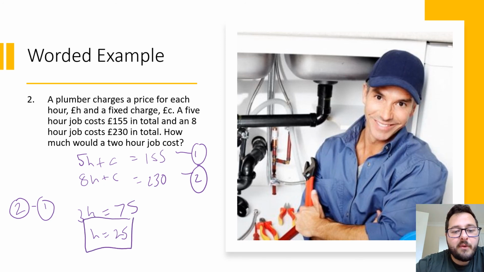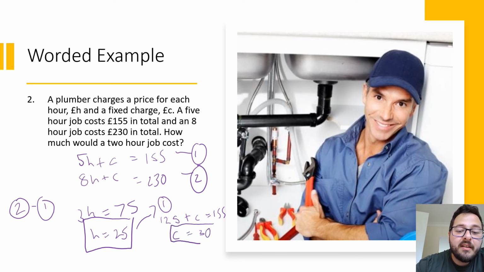Okay, now we want to find out what c is. So let's pop this h into equation 1. So 5 times 25 is 125 plus c is 155. Take away 125 and we get that c is 30. So that's h and c, but that's not what the question's asking us. The question is asking how much would a 2-hour job cost?